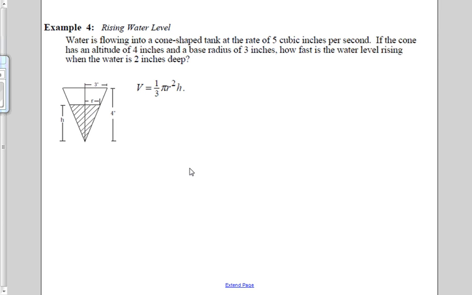Only instead of ice cream, it's water. And instead of an ice cream cone, it's just a cone-shaped tank. And so water's flowing in, and it's flowing in at a rate of 4 cubic inches per second. So imagine water is coming in at 5 inches cubed per second. It says the cone has an altitude of 4 inches and a base radius of 3 inches. So we know it's already drawn here, but this is 4 and this is 3.